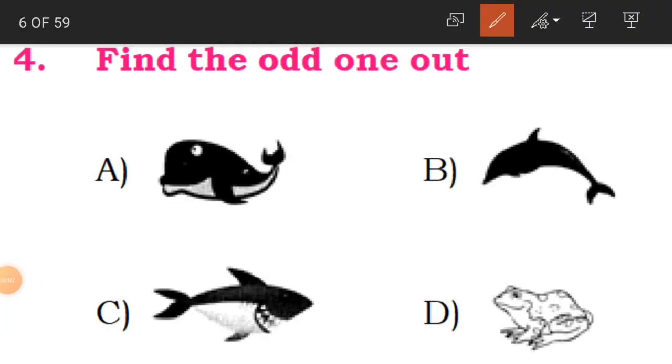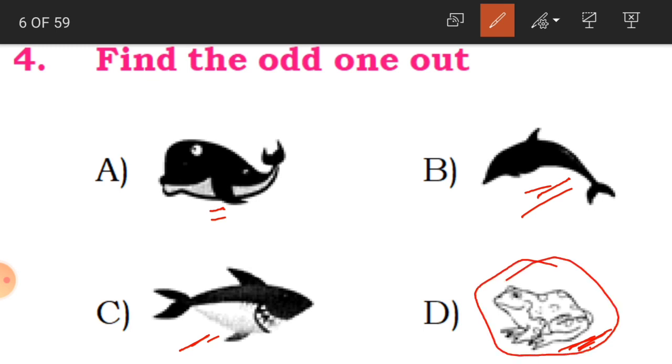Find the odd one out. Odd one means what, children? Which does not belong to the others here. We have four pictures here. The first, A option, is a dolphin, B is a fish, C is a whale, and D is a frog. So which is the odd one? If you see, children, all these three, A, B, C, are aquatic animals, in the sense they purely and completely live in water. And when it comes to frog, this animal lives both on land and also in the water. That is why this is the odd one, that is frog. Clear, children? So this D option is the correct one.